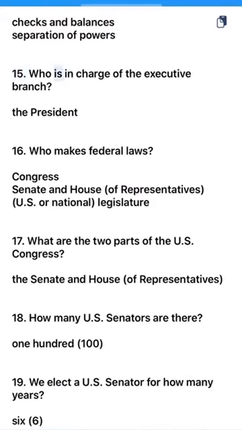15. Who is in charge of the executive branch? The President. 16. Who makes federal laws? Congress, Senate and House of Representatives, U.S. or national legislature. 17. What are the 2 parts of the U.S. Congress? The Senate and House of Representatives. 18. How many U.S. senators are there? 100.